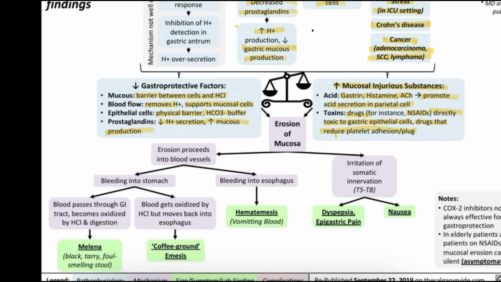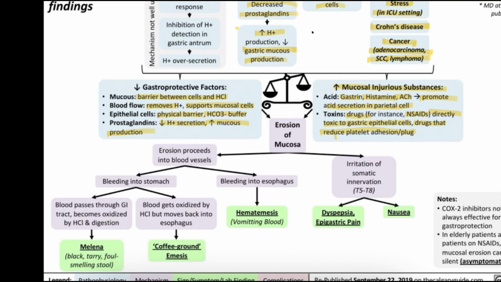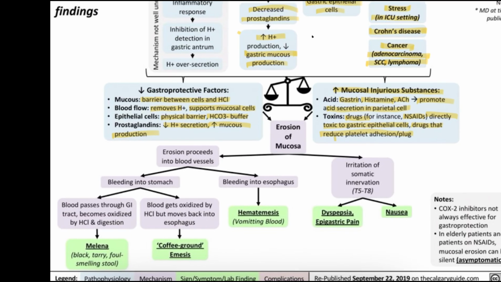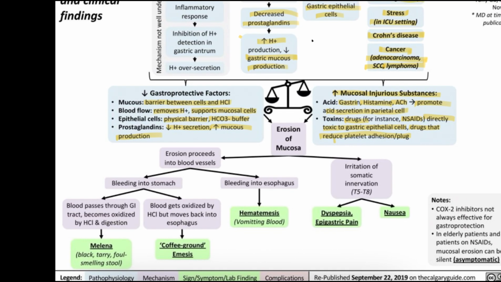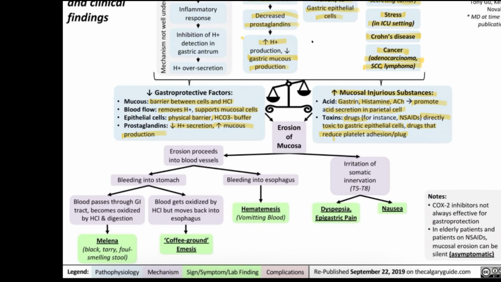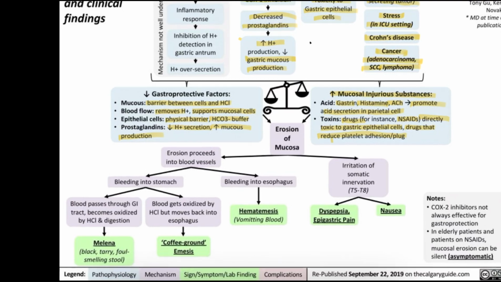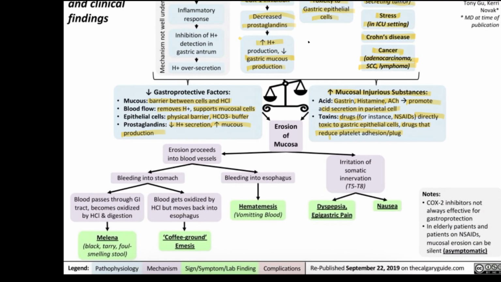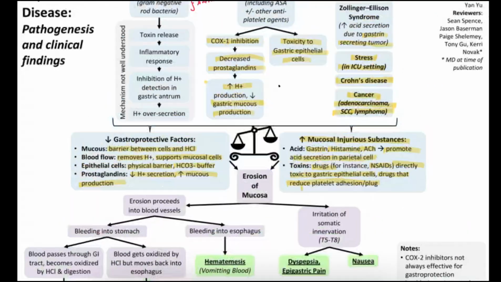Melena means black tarry foul smelling stool, because the patient gets that type of melena because bleeding is there in the upper GI. Okay. Next, we can see blood gets oxidized by hydrochloric acid but moves back into the esophagus. That time we can see coffee ground emesis. So if the patient has upper GI bleeding and gets coffee ground emesis, then we have to suspect gastrointestinal bleeding.